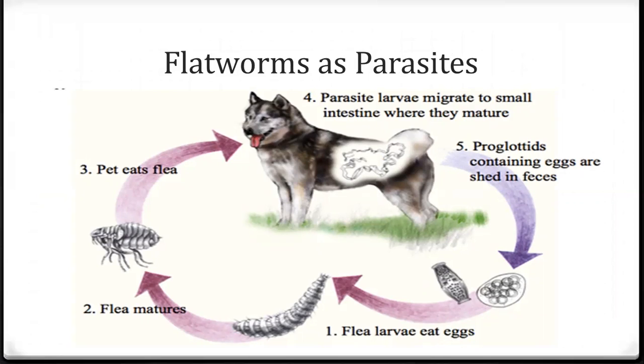Flatworms can also be considered parasites. So like a flea larva will lay eggs. It matures. This is not an example of a flatworm, but basically the pet eats the flea, the parasite larva migrates to the small intestine where they mature, and then the eggs are shed in the feces.